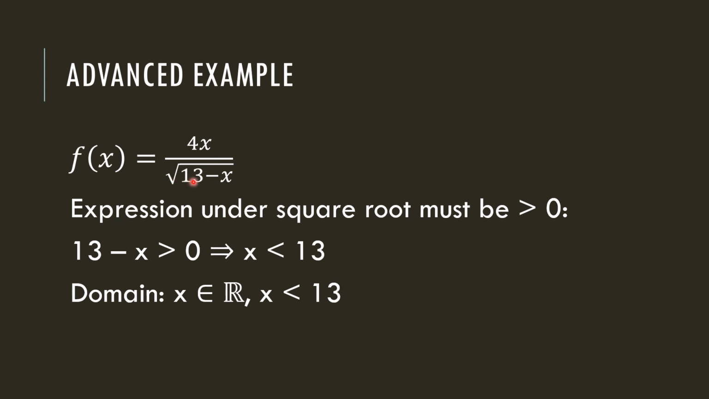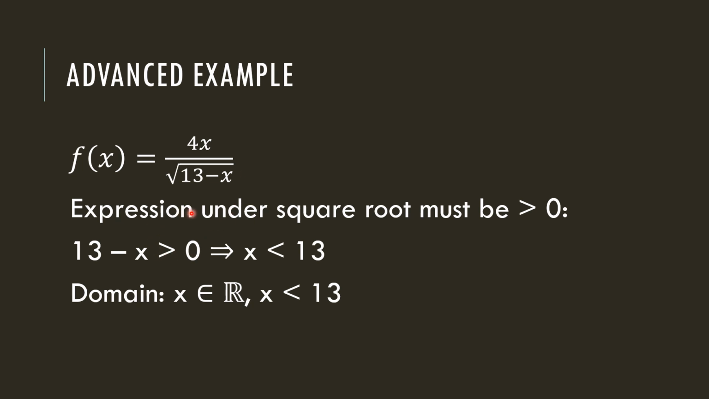So let's look at this particular slide here. It is an advanced example. It's a combination of both a rational and a radical function. So the radical function is serving as the denominator for this particular rational function. We need to keep in mind that a rational function is undefined when the denominator goes to 0, and the radical function is also undefined when the whole expression under the root sign becomes less than 0.